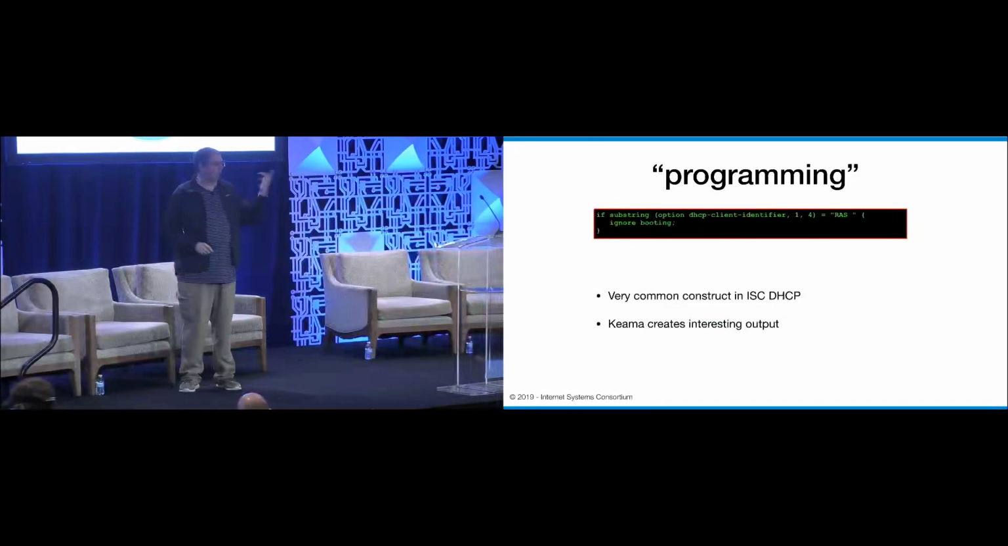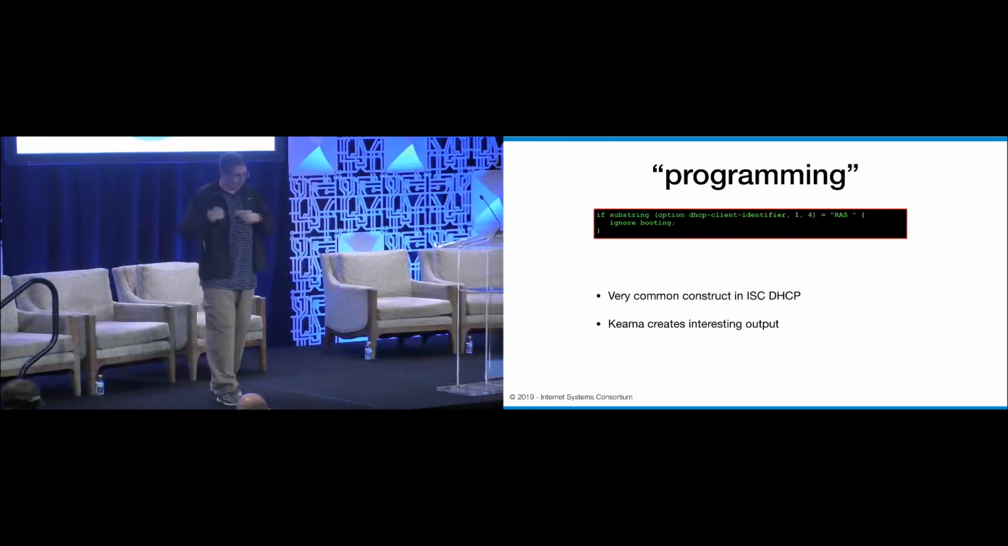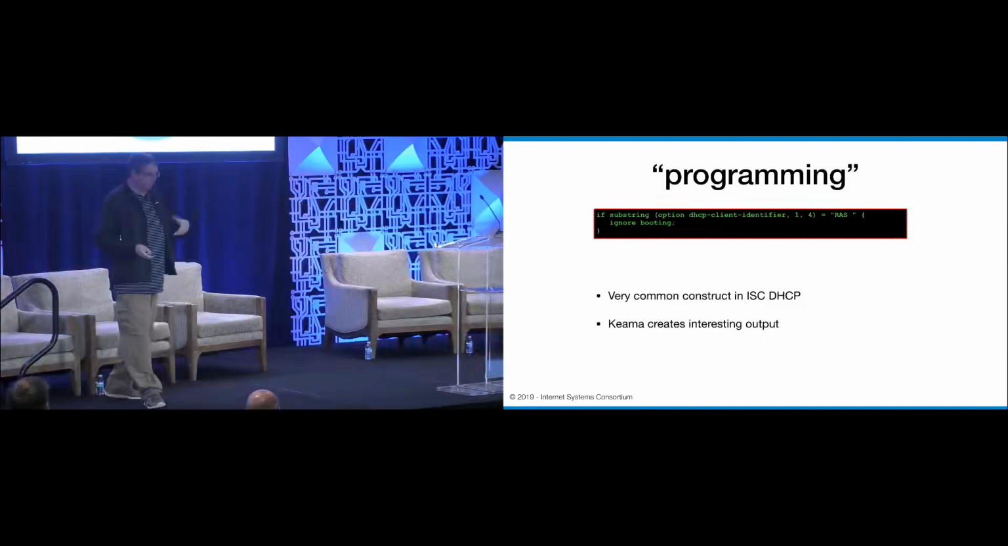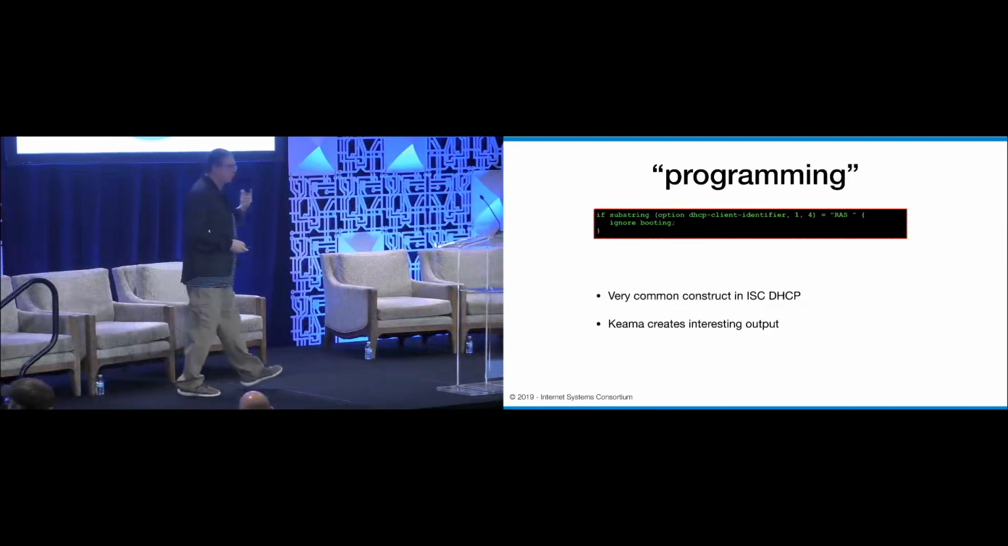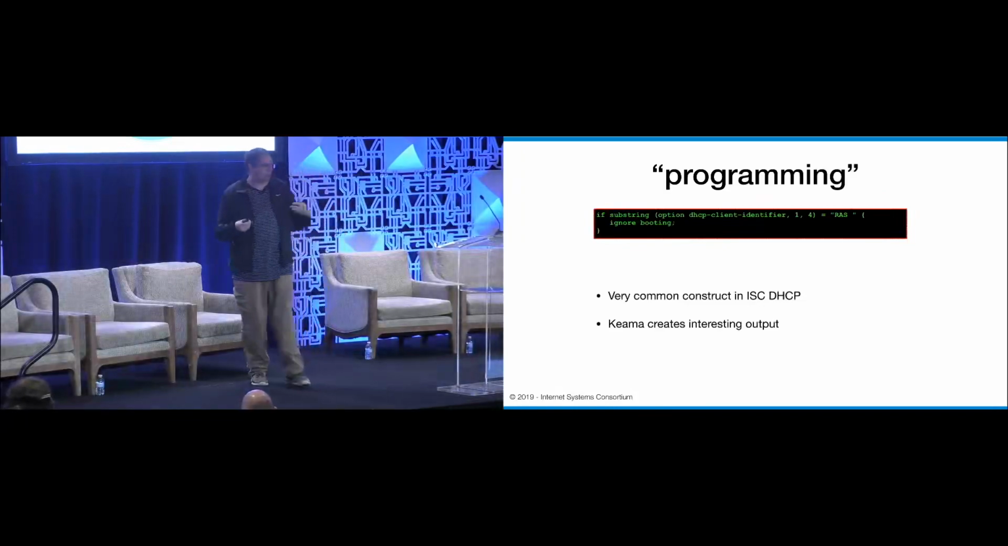And the worst thing, and I'll stop after this, here is something that you will find in an ISC DHCP configuration. If the substring of the option DHCP client identifier, starting at the first byte, going through the fourth byte, is "RAS" followed by a space, then we're going to ignore booting. So we're not going to give him an address if he has the client identifier "RAS" space.